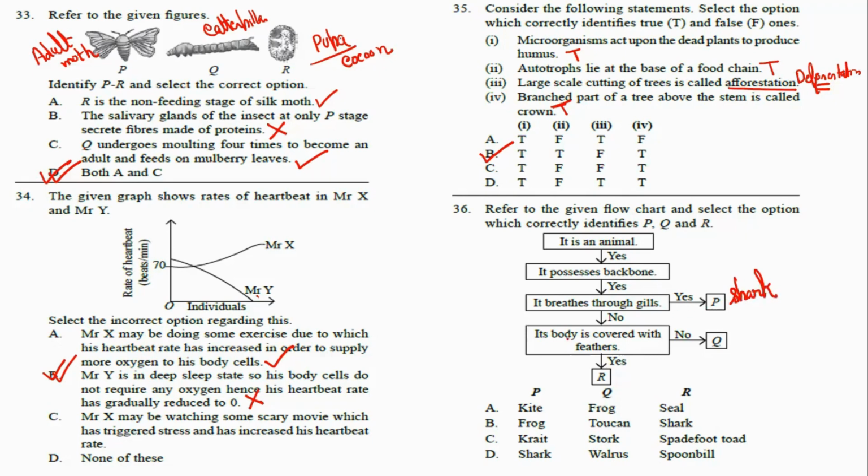Okay. No, its body is not covered with feathers. That is Q. So Q can be walrus. Its body is not covered with feathers. Its body is covered with hair, right? They have hairy skin. And body covered with feathers is R. That means it is any bird. So we can take spoonbill. Spoonbill is a bird that has a backbone. It does not have gills and its body is covered with feathers. So our correct answer is option number D.